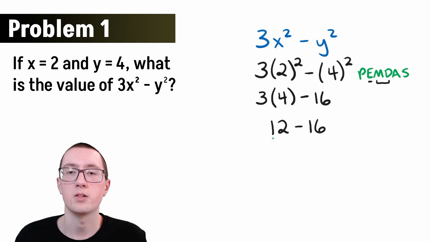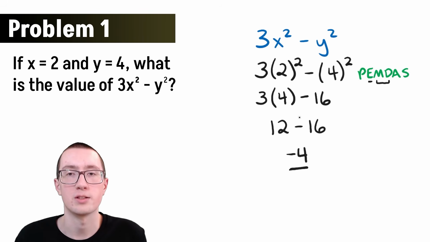But I feel like a good way to look at these kinds of problems is to think of it as money. So, for example, let's say you earned $12 and then you spent $16 on something. Well, in this case, if you earned 12 and then lost $16, you've lost a total of $4, right? So yeah, negative 4 is the final answer to this problem.